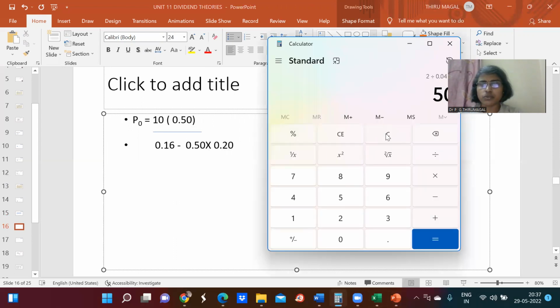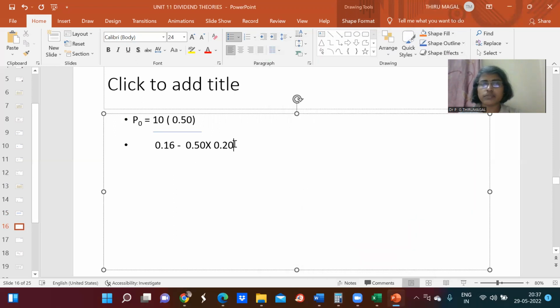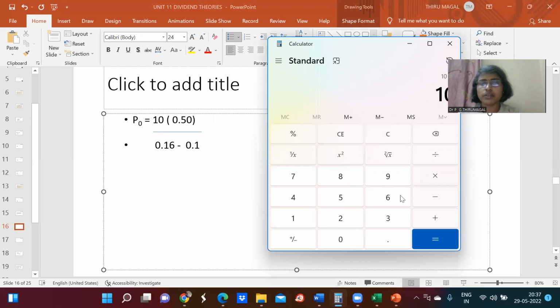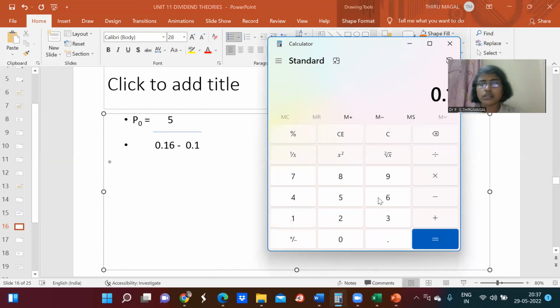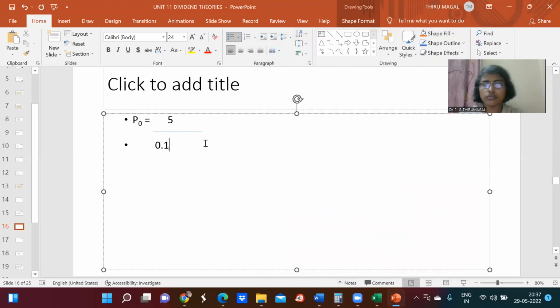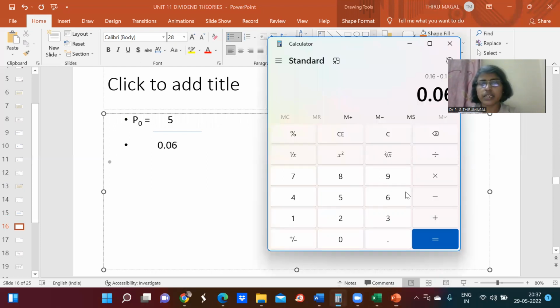We'll multiply those two values first. 0.50 multiplied with 0.20, so you'll be getting 0.1. Now we'll simplify. 10 multiplied with 0.5, that is 5. Half of the value is 5, divided by 0.16 minus 0.1. So 0.16 minus 0.1, the value is 0.06. Now if you divide these two, we will be getting the share price.